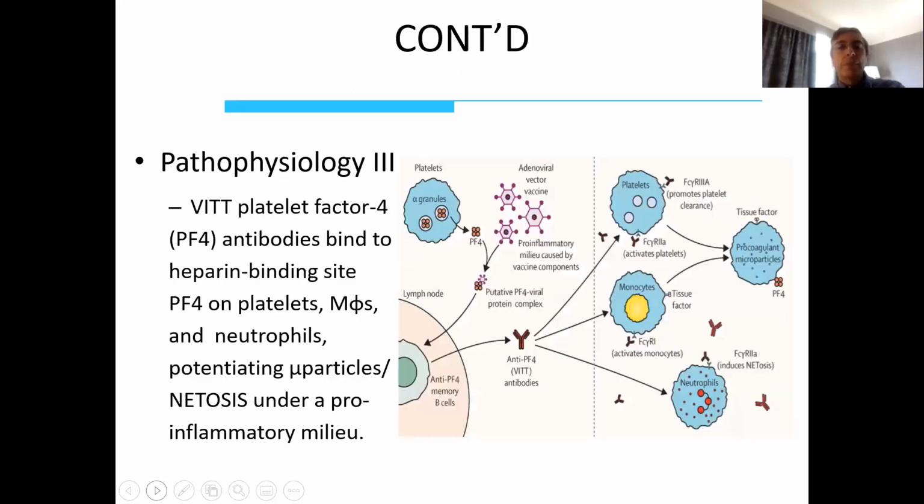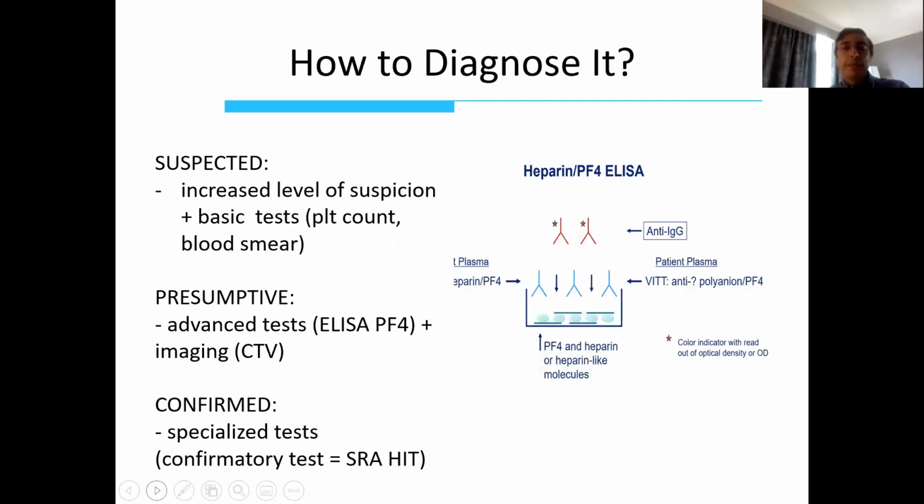Next slide, please. So a summary of the pathophysiology is that there's a formation of VITT anti-platelet factor 4 antibodies that bind to heparin-binding sites within the PF4 extracts released by the platelets, which will now activate platelets, macrophages, and neutrophils. And this hyperresponse is potentiated by the presence of microparticles and NETosis under the pro-inflammatory milieu created by the vaccine. It's a perfect storm. Next slide, please.